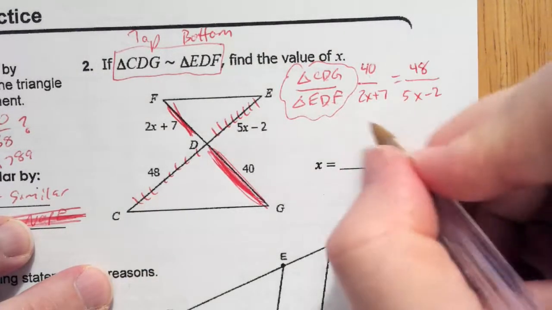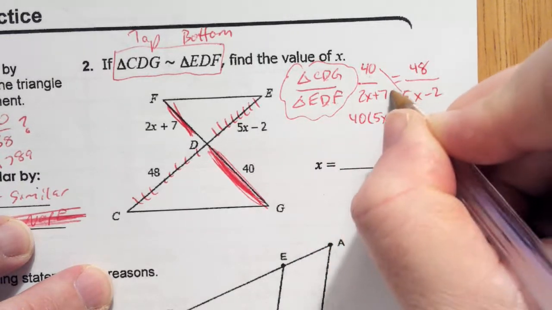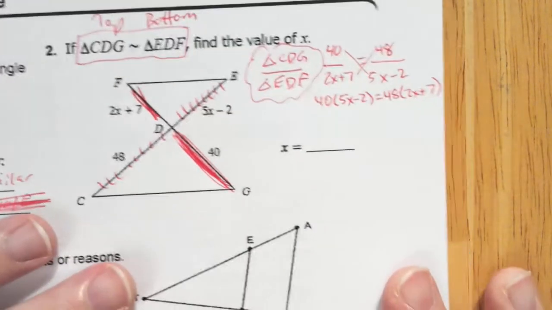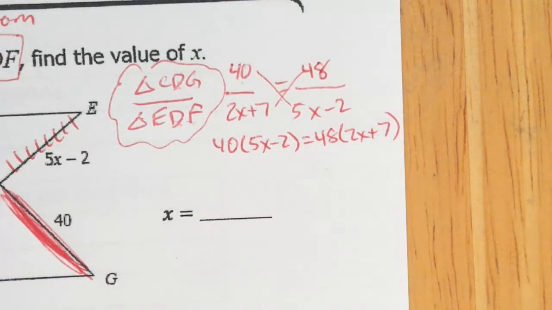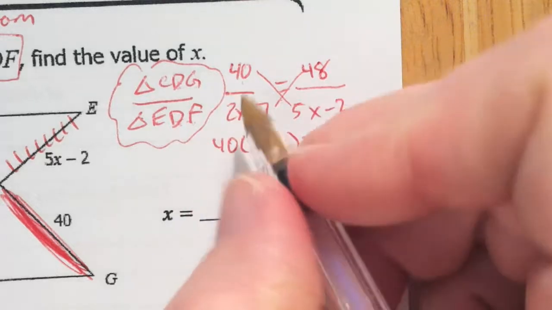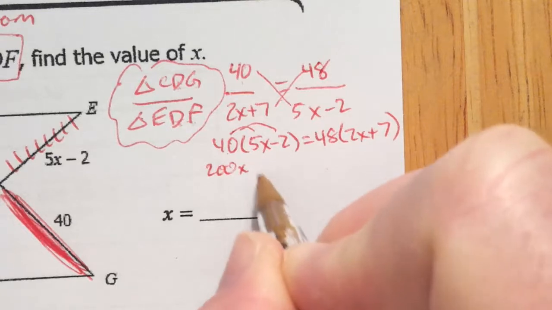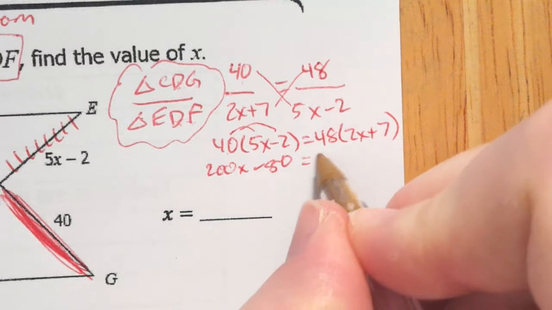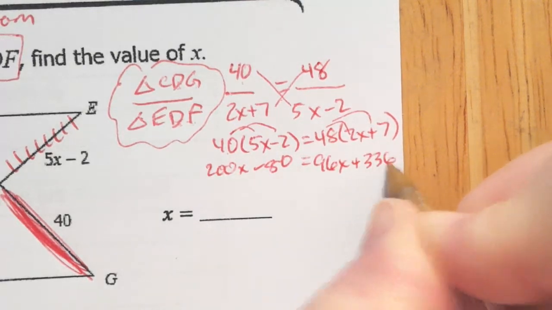Okay, so now we would do cross product. These two go together, so 40 times 5x minus 2. And these two go together, 48 times 2x plus 7. I'm going to zoom in just a little bit so you can see this better. Okay, so we're going to distribute. 40 times 5, we get 200x. 40 times negative 2 is negative 80, equals 48 times 2, which is 96x, and 48 times 7, which is plus 336.